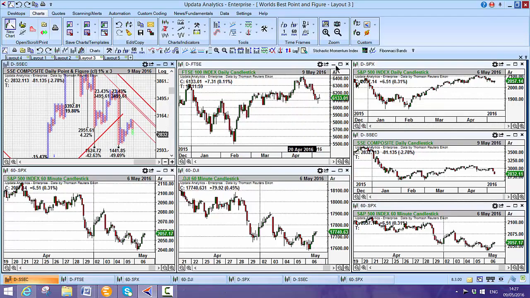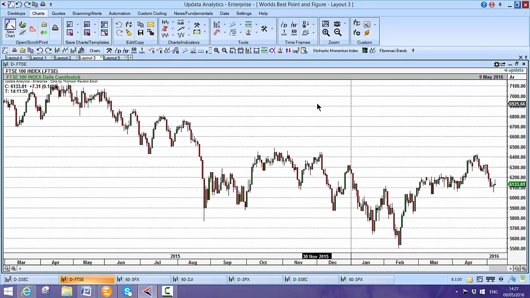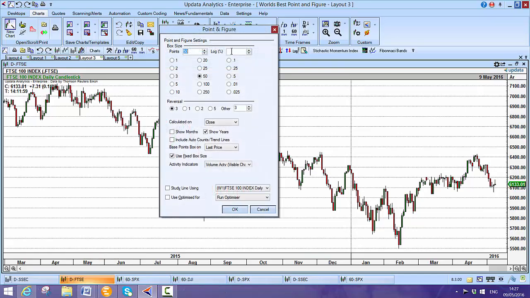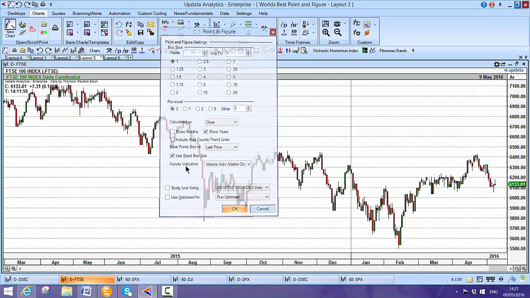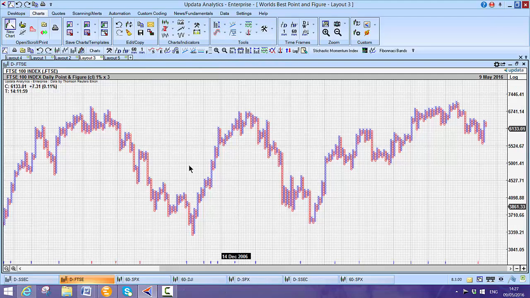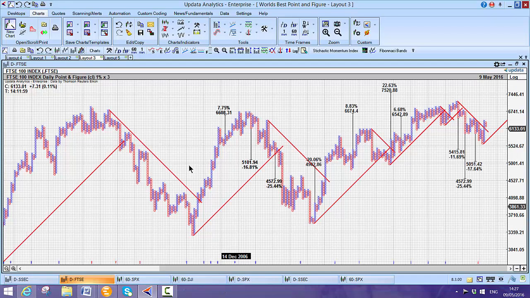If we take a look at something like the FTSE, again on the long-term 1% box sizes, I prefer to use the log scale charts because they deal with the fact that the market has changed so much. You can of course do all your normal analysis on the charts, so you can actually draw your horizontal trend lines.